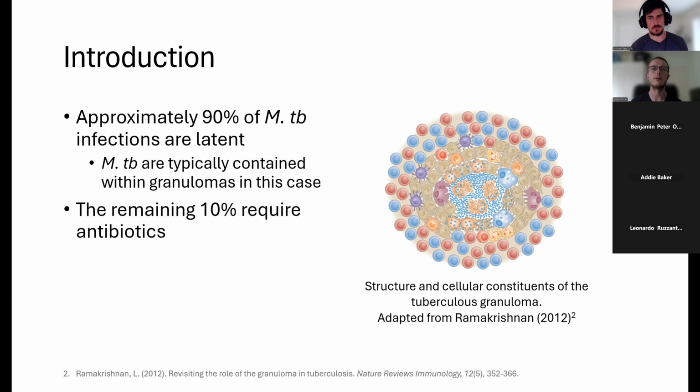So for the remaining 10% of individuals that will require treatment, this granuloma structure will tend to fail. The diameter will potentially be quite a bit larger than 2 millimeters, and it'll be a much less well-formed structure with gaps that the bacteria can escape from, disseminate throughout the rest of the lung tissue, and go on to spread further and eventually cause disease that will require antibiotic treatment.